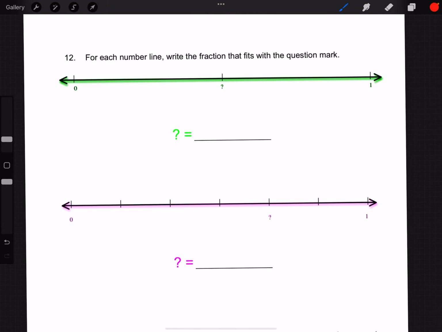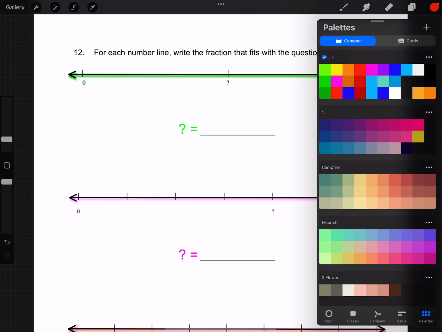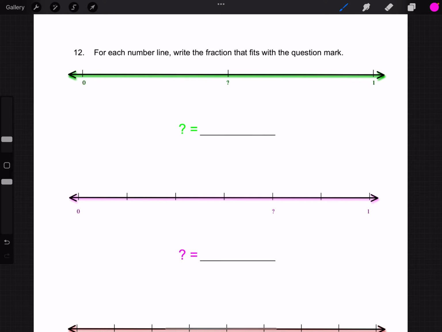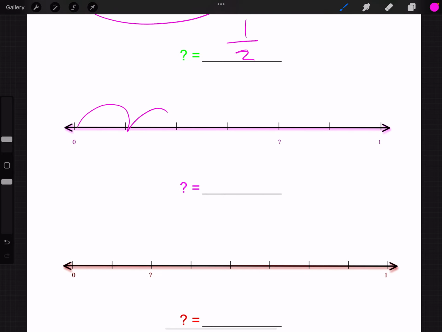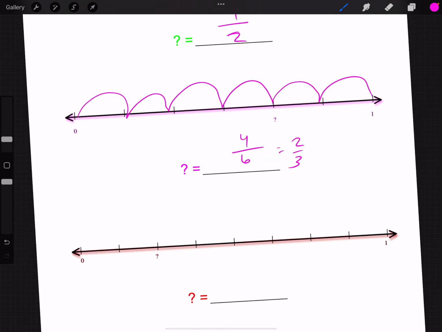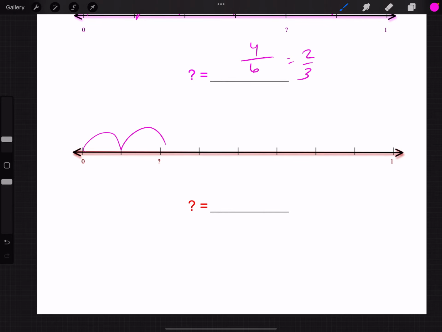Okay? For each number line, write the fraction that fits with the question mark. So this goes back to some of the things we were talking about before, but the kids often are going to see that this is broken up into 1, 2 pieces, which makes up the denominator, but I'm only counting 1 of the pieces. That's 1/2. Same thing down here. 1, 2, 3, 4 out of 5, 6 pieces. Okay, and of course we would accept 2/3 also. This one is 1, 2 out of 3, 4, 5, 6, 7, 8. 2 out of 8, and of course we would accept 1/4 also.